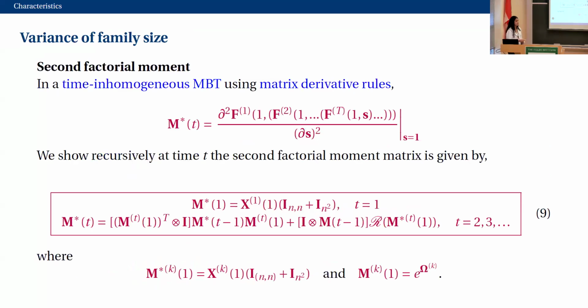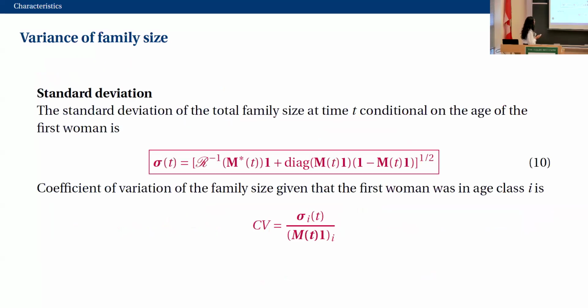But in the time inhomogeneous case, what we do is we differentiate the PGF twice with respect to S and substitute S equals 1. This proof is a bit complicated. I haven't put that into this, but we can recursively show it, because it involves matrix derivatives with respect to the chain rule and the product rule. So it's very complicated. Recursively, we end up with equation 9. And using the second factorial moment matrix and the mean family matrix, we obtain the standard deviation vector, where one entry is the standard deviation of the total family size at time t, conditional on the age of the first woman.